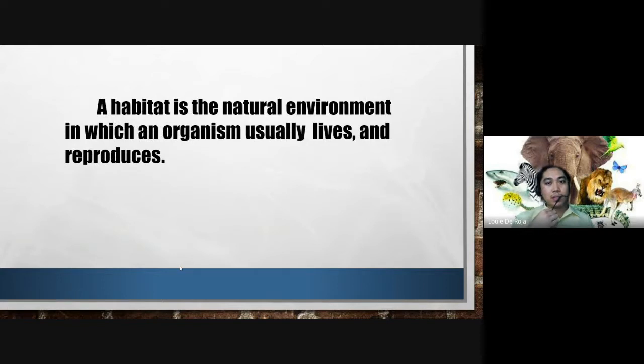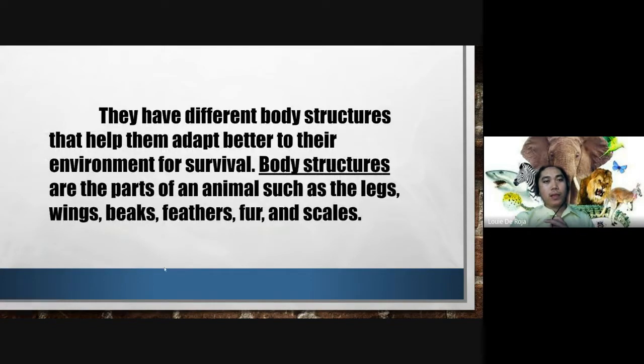So a habitat is a natural environment in which an organism usually lives and reproduces. And they have different body structures that help them adapt better to their environment for survival. These body structures are the parts of an animal such as the legs, wings, beaks, feathers, fur, and scales. So itong body structure ang nakakatulong sa kanila para ma-survive or mabuhay doon sa kanilang tirahan or habitat.